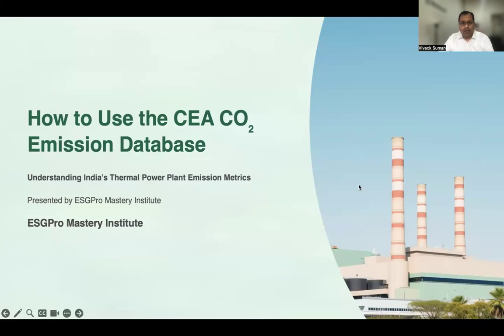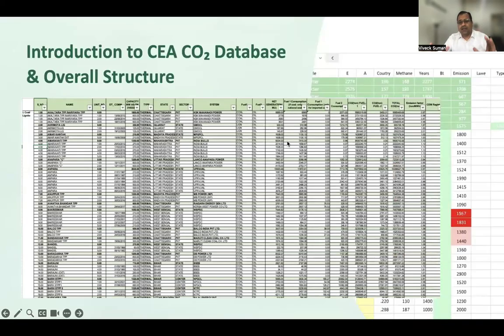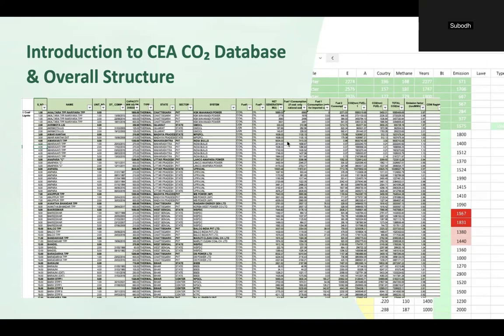Now, if you look into this database, this is how the first sheet will look like. Of course, I will also show you. I have shared it with you. How many of you have this database in your hand right now? CEA CO2 database, how many of you have it? Yes, that day we downloaded. Yeah, we have downloaded. No problem, I will give it to you. If you don't have it, not a problem. I will give you the link.